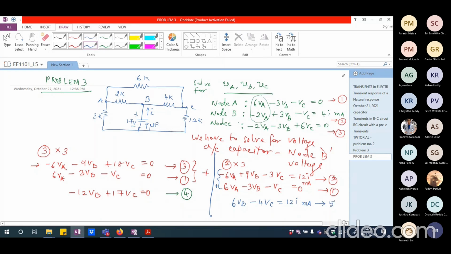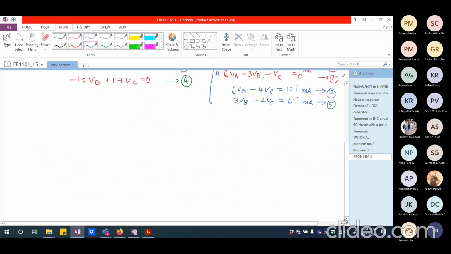So if I just compare these two, let me first of all write this in a simplified manner. This is going to be 3 VB minus 2 VC equal to 6 I milliampere. So this is going to be the same as equation number 5. Can I compare equation number 5 and 4 and then eliminate VC so that I would be able to get everything in terms of VB?